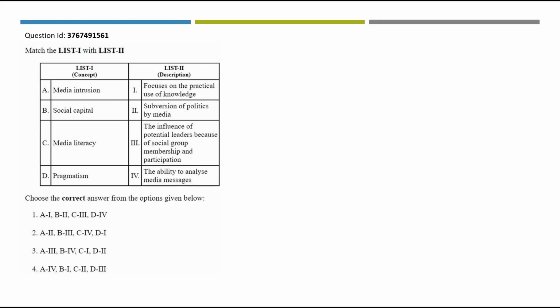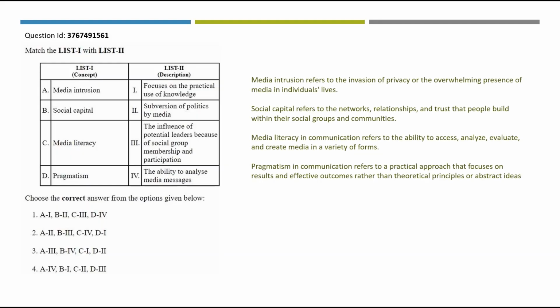Next question. Match the list 1 with list 2. List 1 has a concept and the description is provided in list 2. Media intrusion, social capital, media literacy, pragmatism. So let's see about them. Media intrusion refers to the invasion of privacy or the overwhelming presence of media in an individual's life. What about social capital? This refers to the networks, relationships and trust that people build within their social groups and communities.